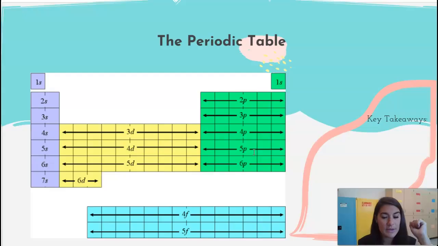Also not a coincidence, okay? So these sections of the periodic table correspond to the different sublevels. That is takeaway number 2. Okay.